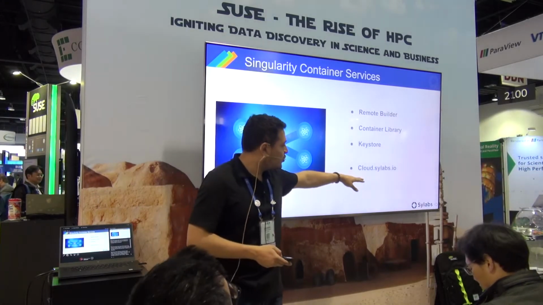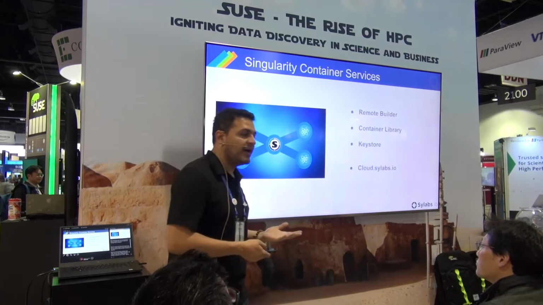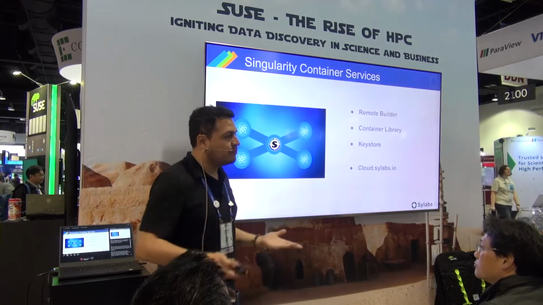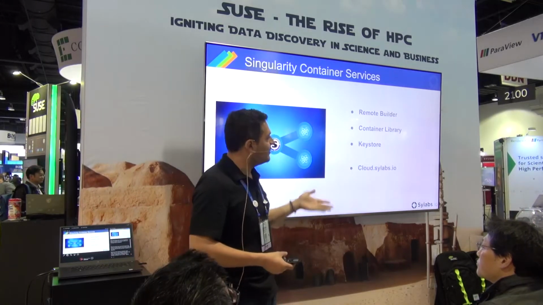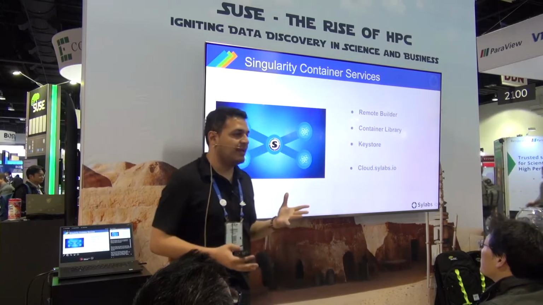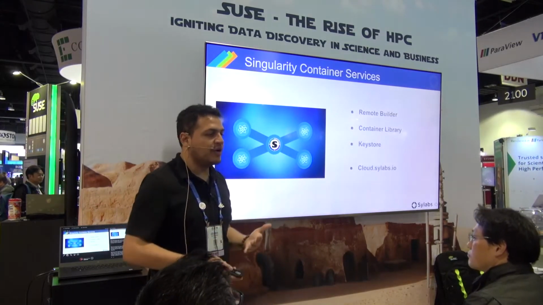So you can use all these features in cloud.sylabs.io as a freemium package, but if you want extra support or you want to build huge images like 100 gig images and store 100 gig images, you can then run it yourself over a Kubernetes cluster.